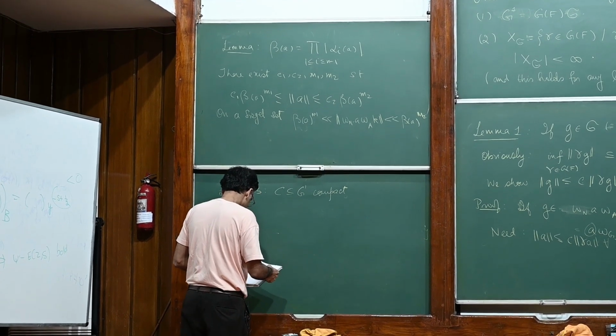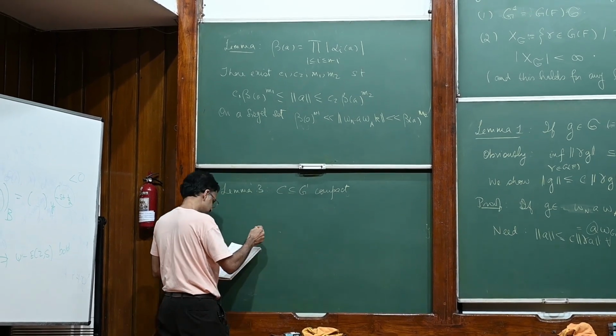So suppose I have a compact set. Then here's what I want to say. There exists C greater than 0.